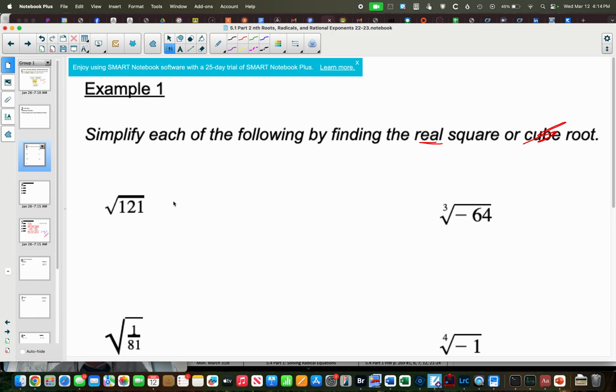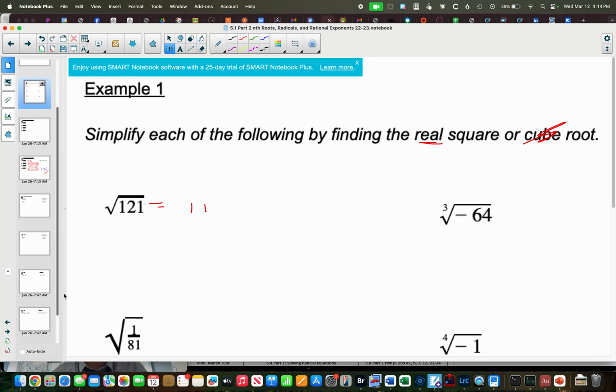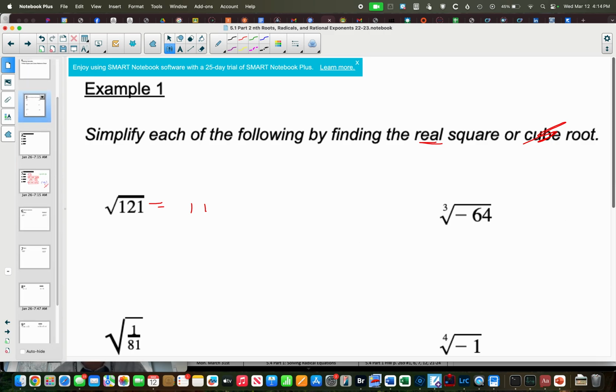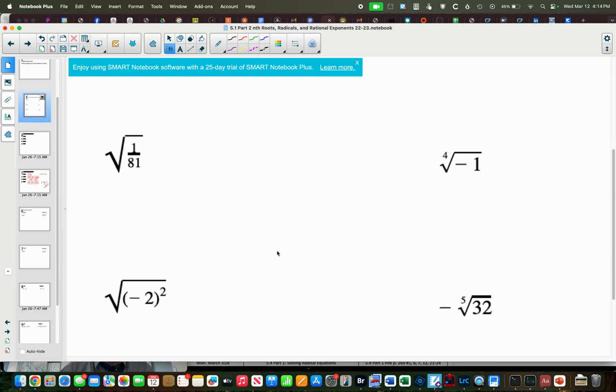Square root of 121. What number squared gives you 121? That would be 11. We're going to work down. Mentally you're doing this; normally I don't write this step. Square root of 1 over square root of 81. Square root of 1 is 1, and square root of 81 is 9. So this is 1/9.